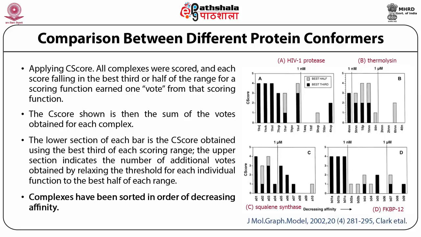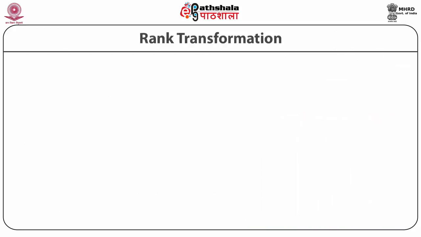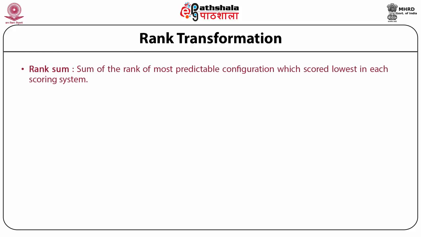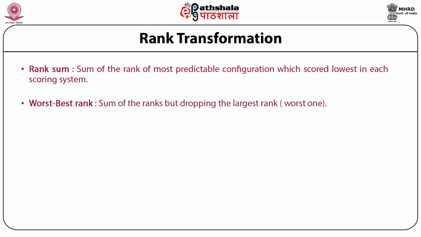What it tells us, not necessarily even ranking, is consistent across different proteins. So, one can do something a little more, and that's what has been suggested: we can have a rank sum, that is the sum of the ranks of the most predictable configurations which scored the lowest in each scoring system, or we come up with a worst-best rank, which statisticians most often use, that is the sum of the ranks but throwing away the best and the worst.